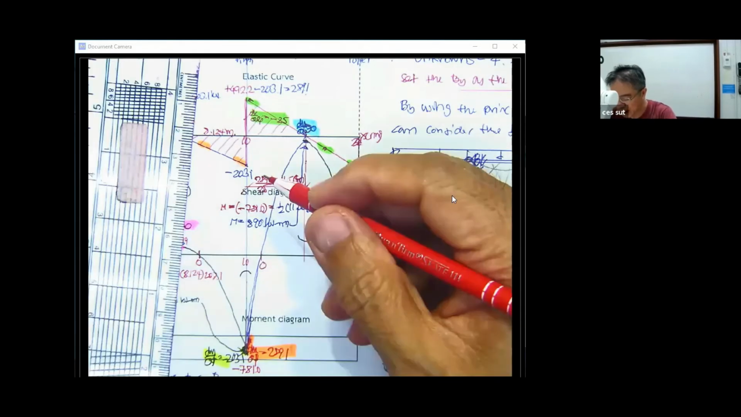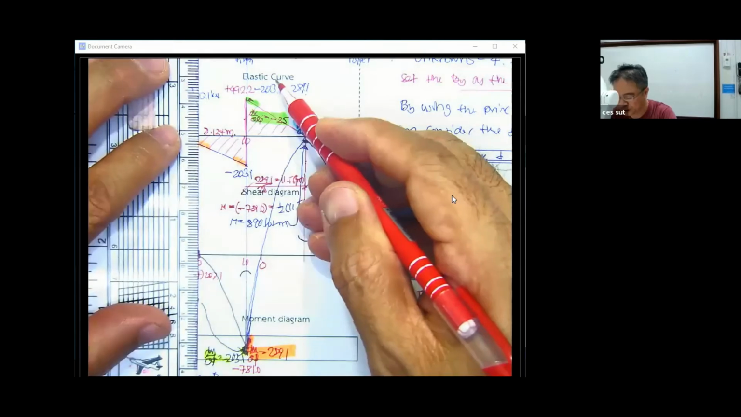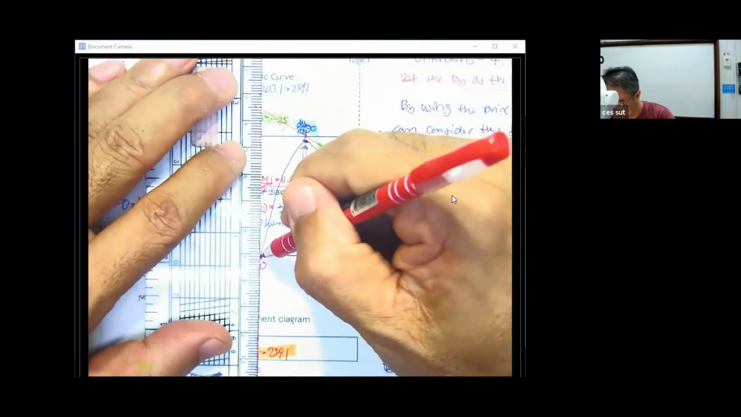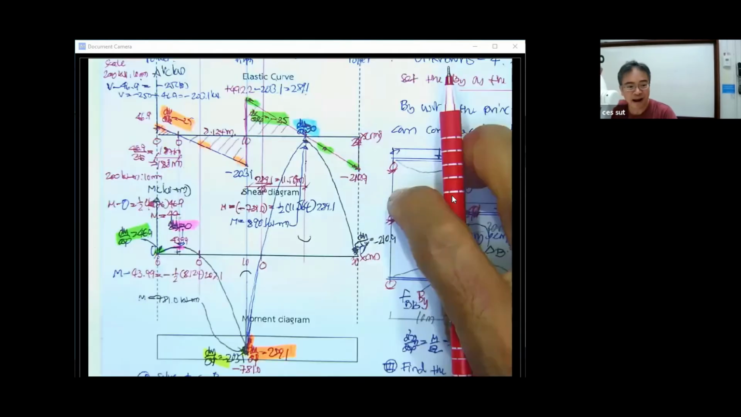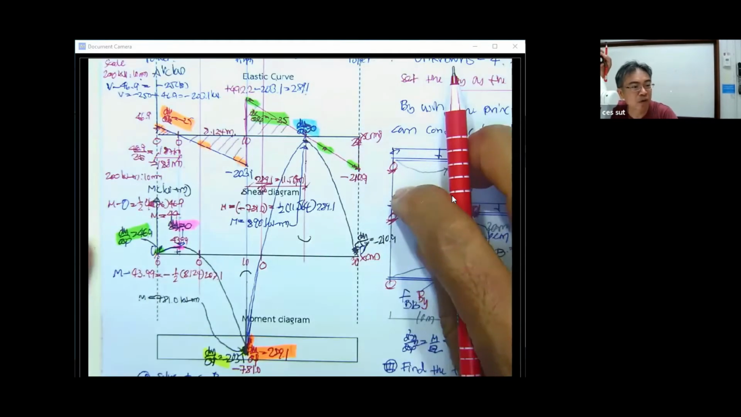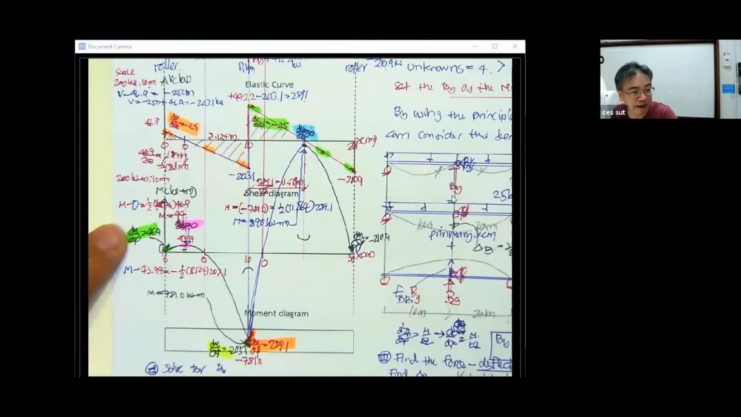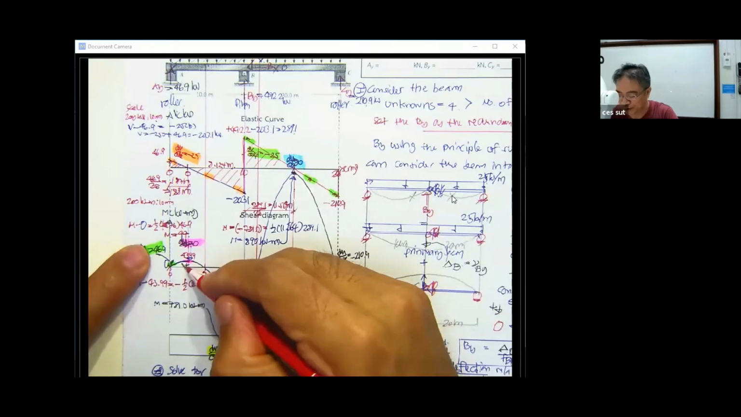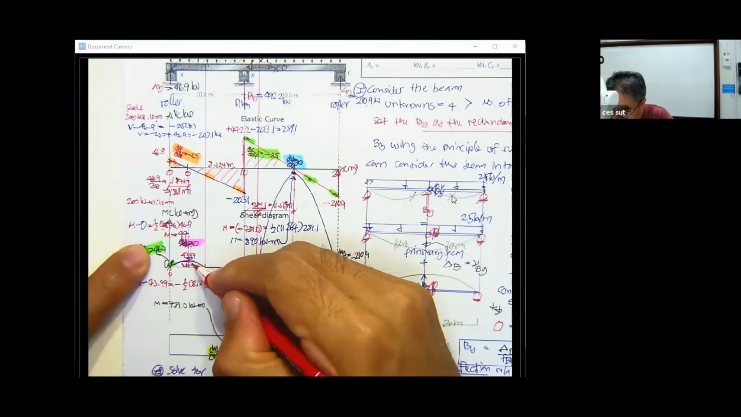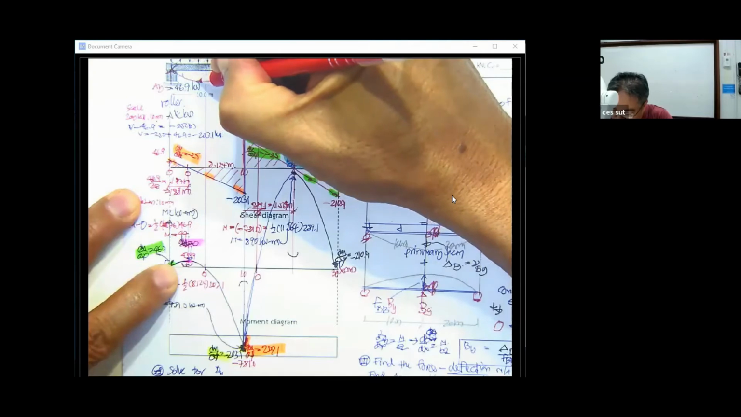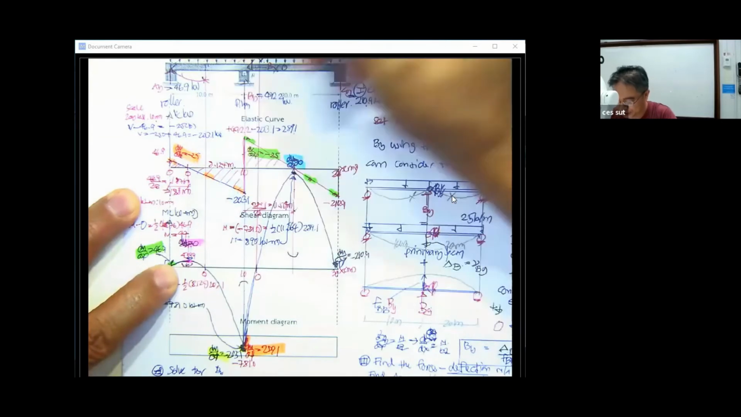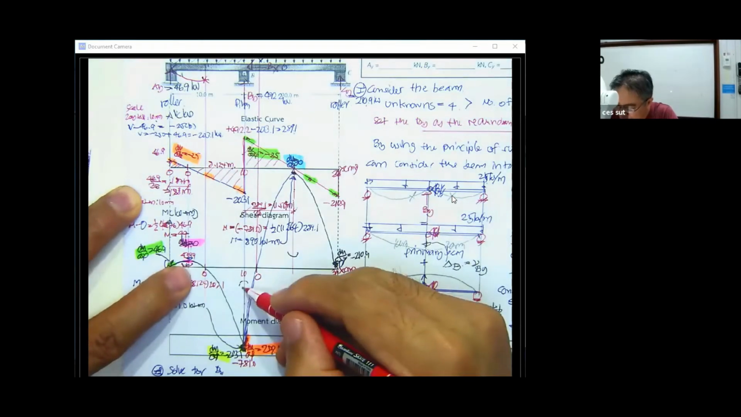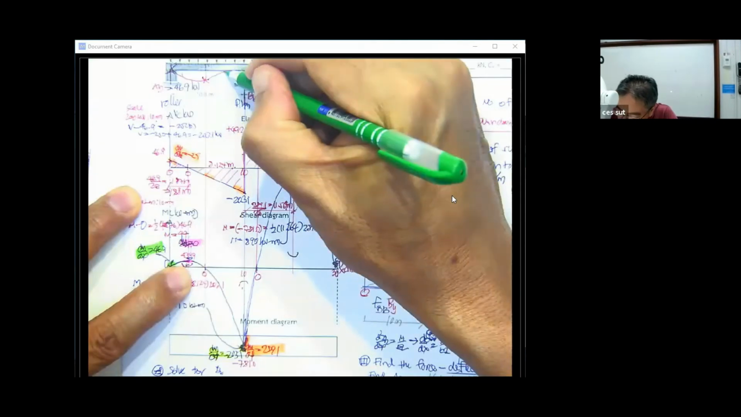If we draw the elastic curve over here, you have to project these points onto the beam also. After you project them onto the beam, this part of the structure is supposed to be concave upward, and this one is going to be concave downward until here.